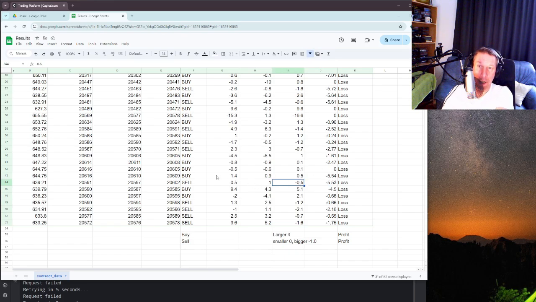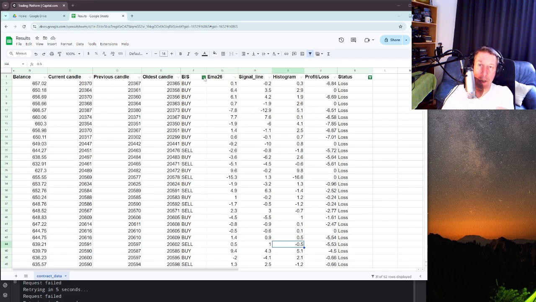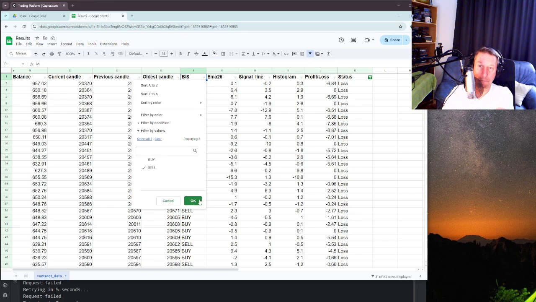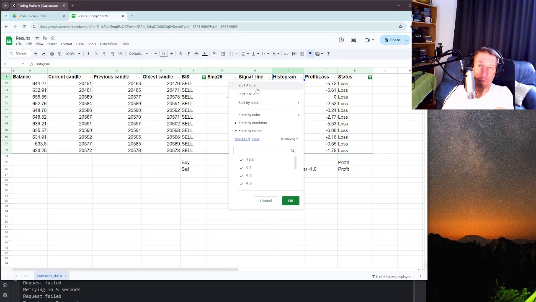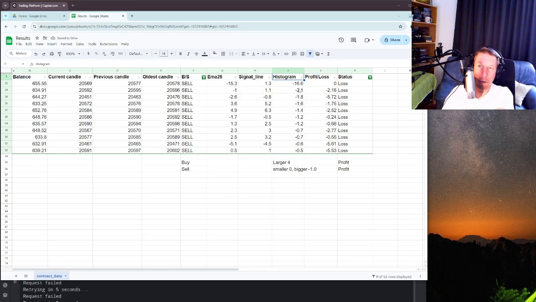And did we have any other sell? Wait, filter. Give me the sell. Did we have any other sell? All the histograms. This one minus, well, sort from A to Z. That means that those 4 sells should have been profitable, and they are not.